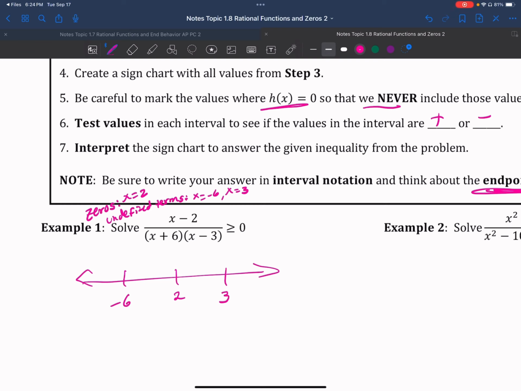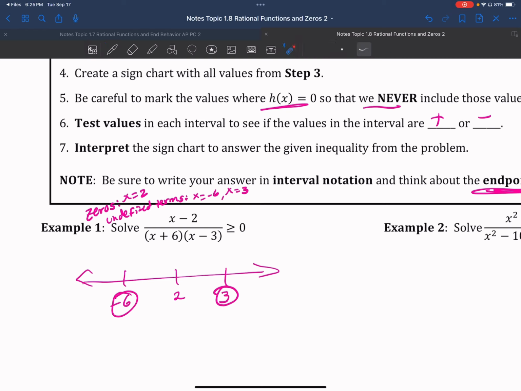After that, I'm going to test the values on each interval to see if the values on the interval are positive or negative. So I'm going to pick a number on the first interval here. So I need to pick a number less than -6. No, actually, before I do that, I'm going to mark the ones that came from the undefined term. So these two can never be included as part of my answer. So just keep that in mind.